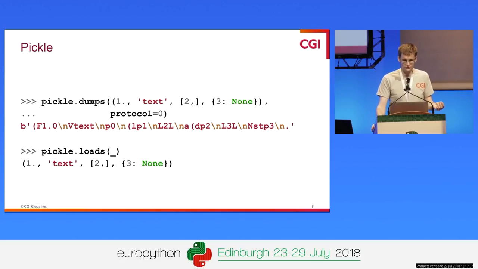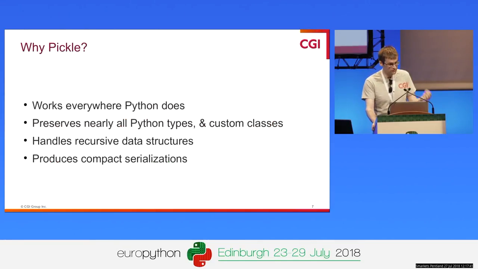Pickle has the advantages that it works everywhere Python does. It preserves types that the likes of JSON and YAML don't. For instance, tuples go in, tuples go out, datetimes go in, datetimes come out. So it makes it very convenient, very tempting to use Pickle for remote procedure call systems such as this.